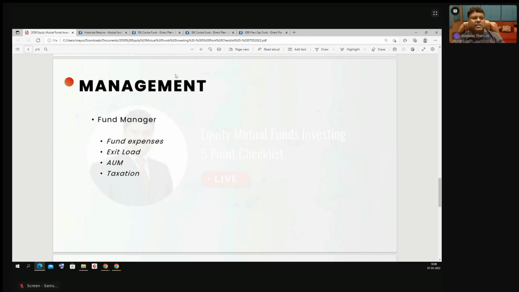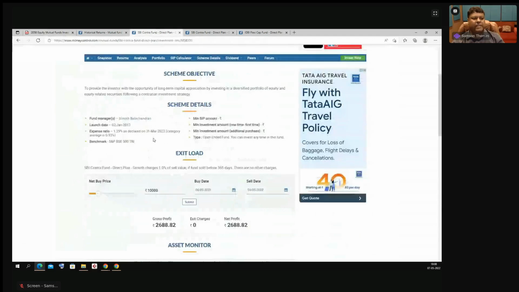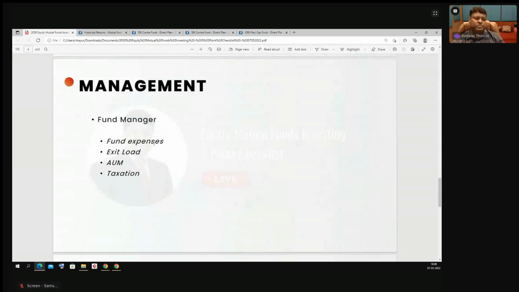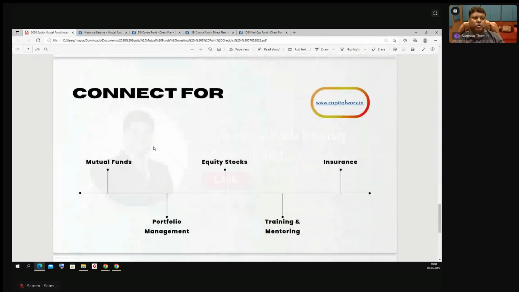So that is how you want to look at the management and the scheme details of the fund, and accordingly try and select a good fund which is suitable for your objectives, for your goal. That's all I wanted to say.